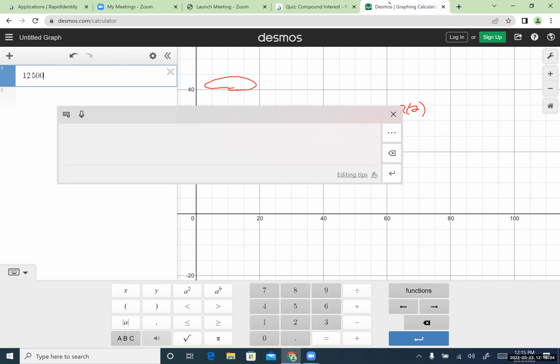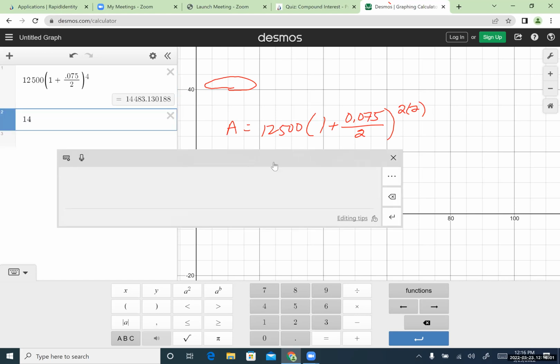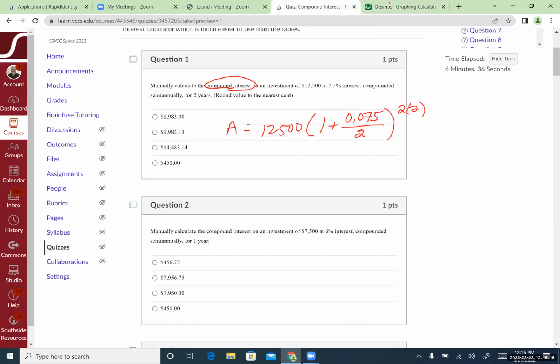And so I've got 12,500, parenthesis. I like this Desmos calculator because I can type the whole thing in at once and I can see what I'm typing. 7.5% divided by 2, my other parenthesis raised to the 2 times 2, to the 4th power. So that gives me $14,483.13. Now that is the final amount, which includes the principal. So they're just asking for the interest. So I'll take this and subtract that 12,500 initial amount out, and I get 1983.13. 1983.13 right there.